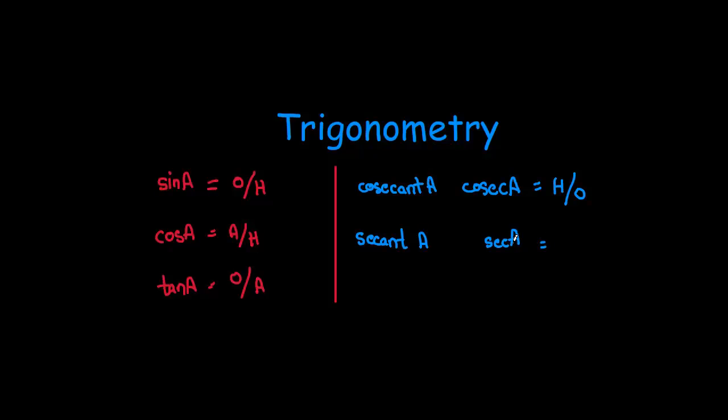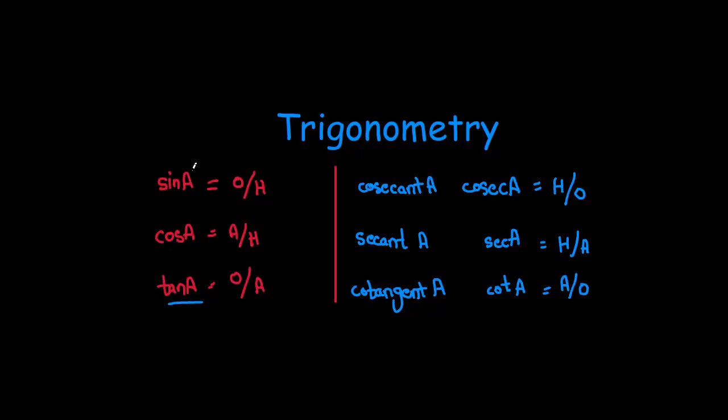Okay, and this is nothing but the inverse of cos, so it is hypotenuse upon adjacent. So it's H, A and O. So that is what you will see in the next one. And then this was tangent, so this is cotangent, cotangent of A. We write it in short as cot A, and which is adjacent upon opposite.